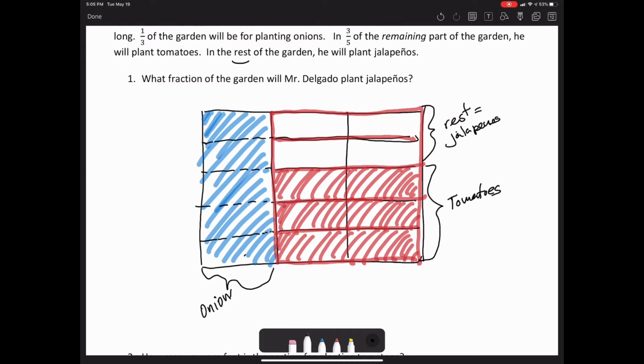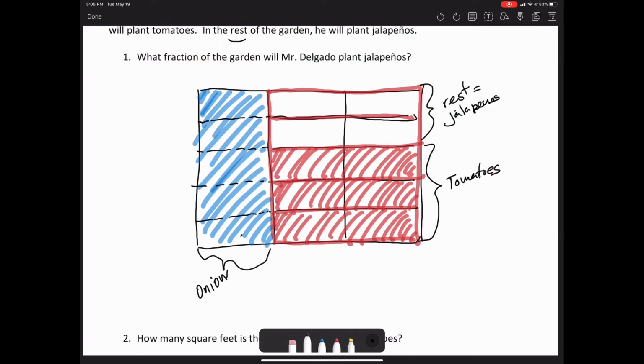And now I'll be able to determine what each of these smaller parts are. I can see that 15 of them fit inside the whole garden, so each one of these will be 1/15 of the garden. And I can see that this whole section has 4 of these sections, so the jalapenos will be 4/15 of the garden.